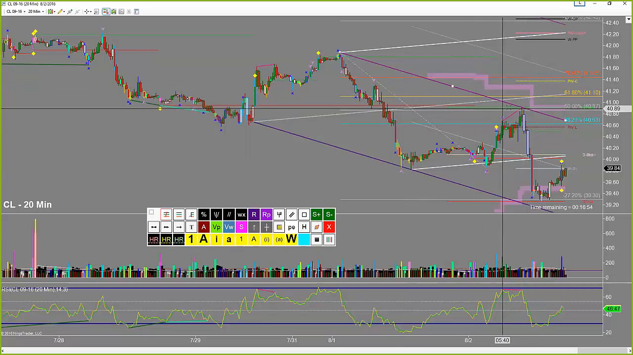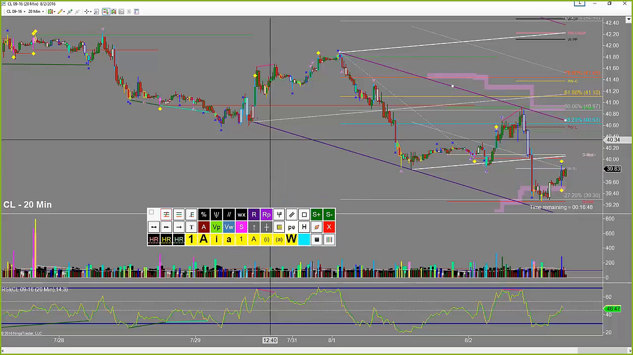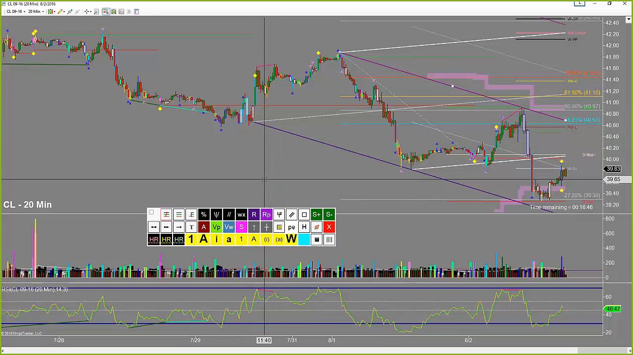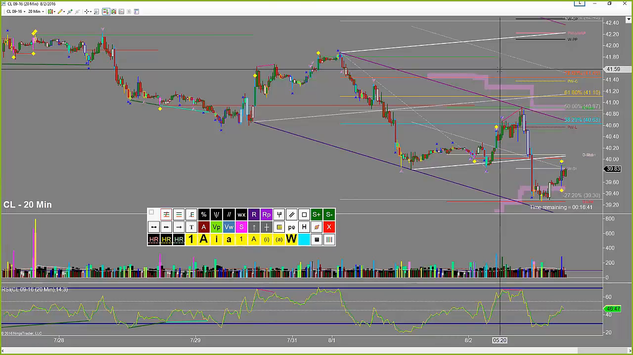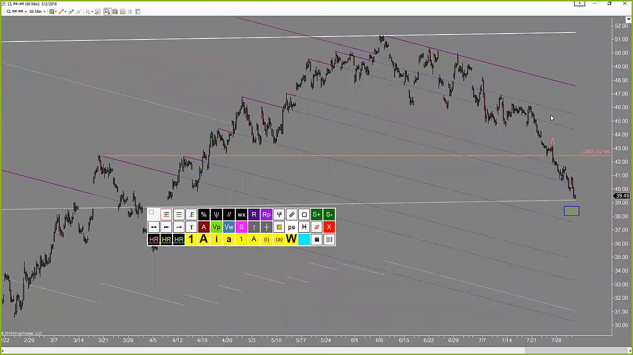Now this one I'm not really giving that much weight to because of the way that I've drawn it. It's a little bit, you know, iffy. But when we come down to the 5-minute, you'll see how this comes together. Let's look at the RTH chart. I haven't even really looked at that one yet.